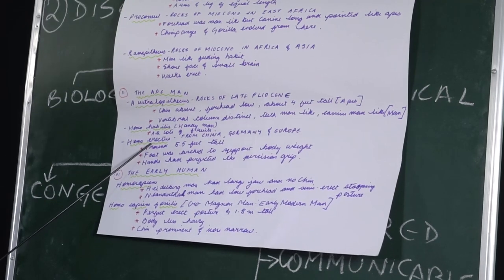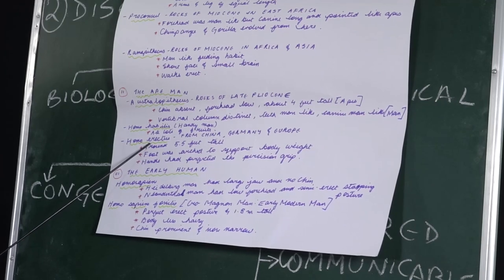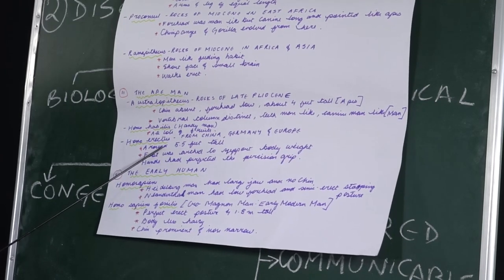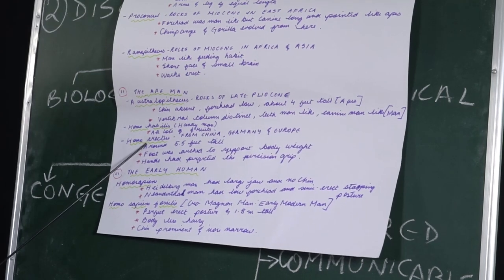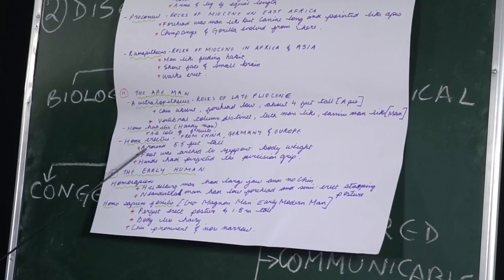The next one is called the Homo erectus. Why is it named the Homo erectus? It was basically named because it was able to stand tall on its feet instead of crawling with both the hand and the leg, okay? So they come under Homo erectus, that comes under the ape man.